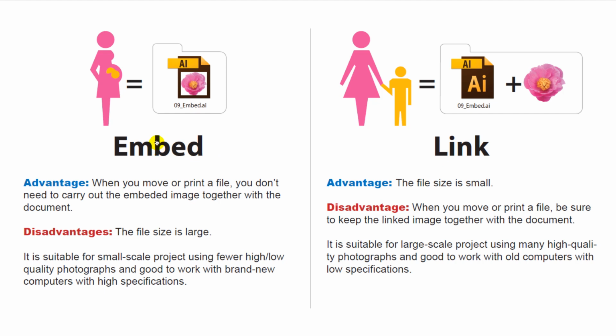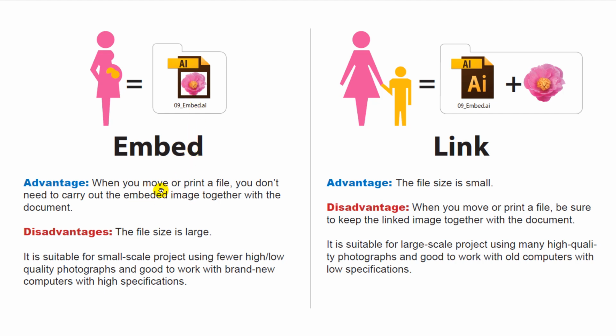First, let's take a look at the features of embed. Embed is like a pregnant woman with a baby in her womb. In a pregnant state, the mother and the child are one body. So, when the mother moves, the baby in the womb moves automatically together. Thus, when you place an image in the embedded state in Illustrator, the document will include the image directly. Therefore, you don't need to have the images used in the document outside the document.